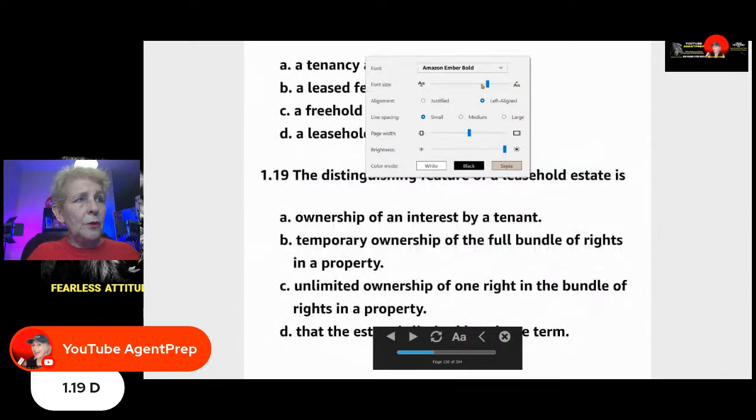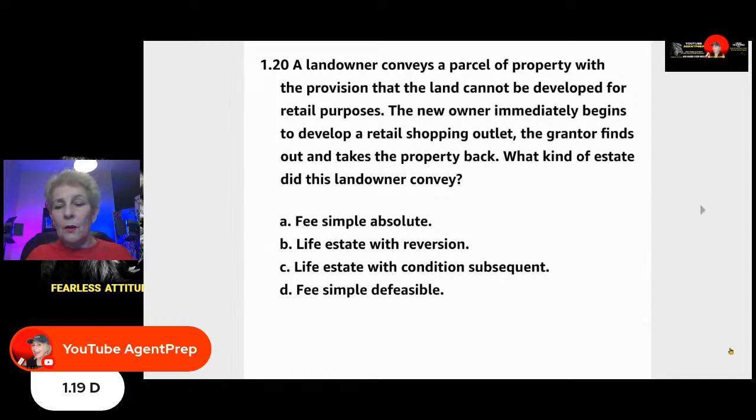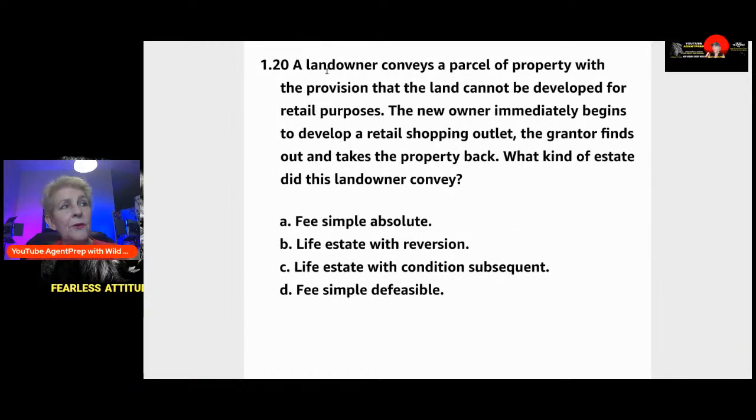Ooh, number 20 is a wordy one. Okay, number 20. A landowner conveys, transfers, sells a parcel of property with the provision that the land cannot be developed for retail purposes. The new owner immediately begins to develop a retail shopping outlet. The grantor finds out and takes the property back. What kind of estate did this landowner convey? A, fee simple absolute; B, life estate with reversion; C, life estate with condition subsequent; or D, fee simple defeasible.